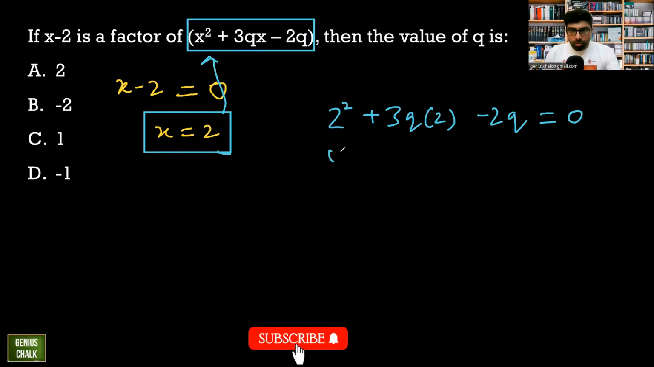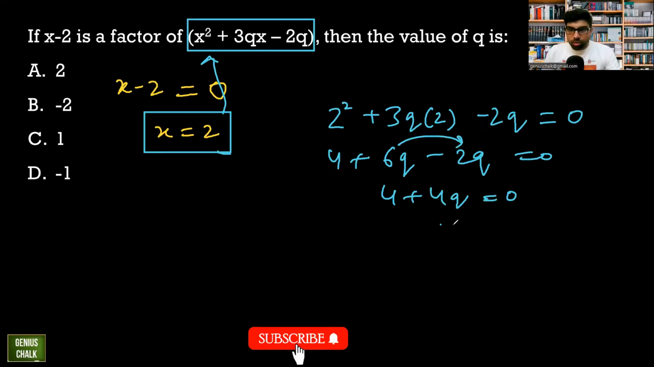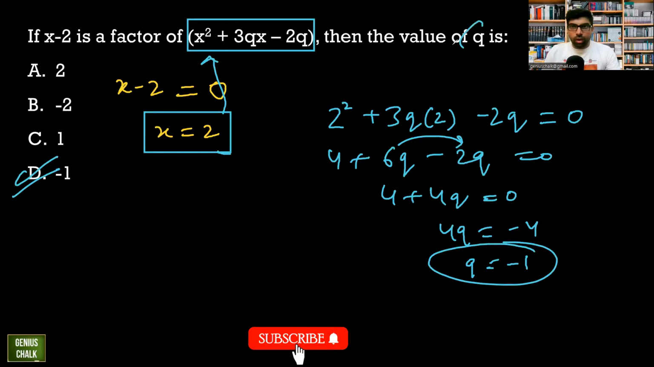So 4 plus 6q minus 2q equal to 0. And 4 plus 4q, this is 6q minus 2q, equals 0. So 4q equals minus 4. So q will be equal to minus 1. So the value of q has to be minus 1 in this case. I hope you are getting why I'm putting them equal to 0, because it is not giving you any remainder. This is basically for the remainder. It is not giving you any remainder.